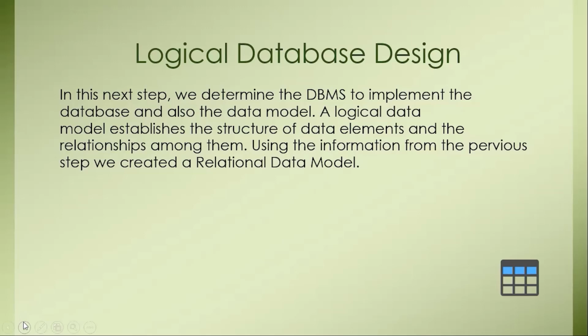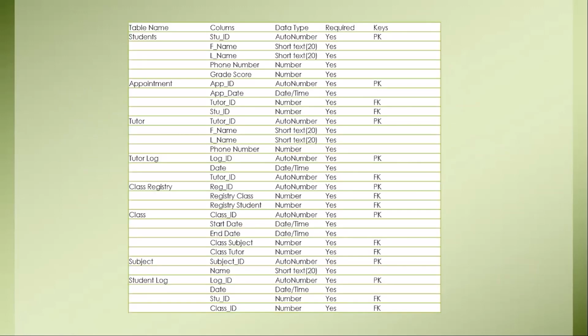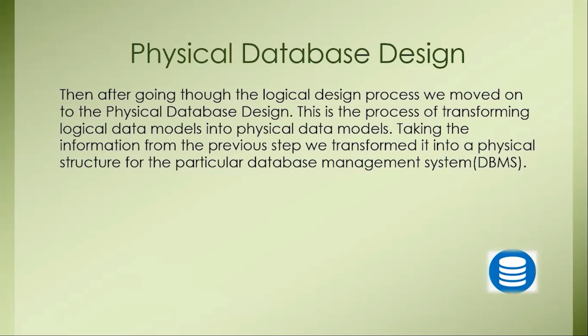Using the information from the previous step, we created a relational data model. As you can see, we have the DBMS here in the table, with the students, appointments, tutors, and everything. We indicated the primary keys as well, and what will be required. And here you can also see that we have the data types indicated in this table as well. Next slide, thanks. After going through the logical design process, we then move to the physical database design.